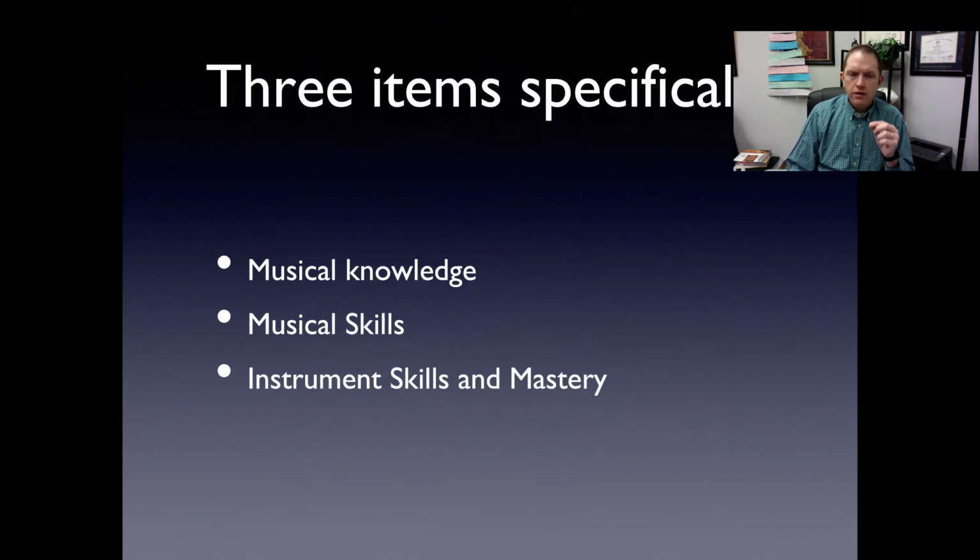Okay, so now 3 items specifically. We want to measure their knowledge, their skills, their musical skills, and their instrumental skills and mastery. Those are the areas that we're looking at. Keep in mind, we're already thinking ahead on our goals: tone quality, performance skills, musical skills. They're going to have this knowledge, this skill, and the mastery of the instrument as well. So those already fit into our goals, and we see how that aligns.